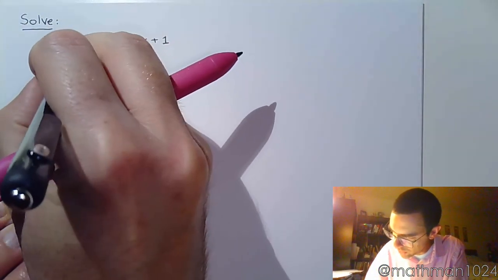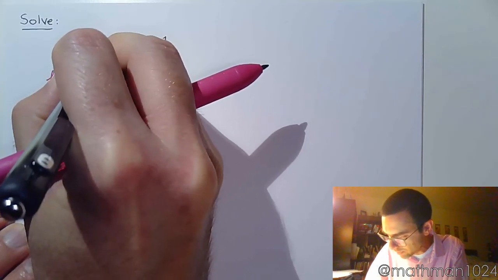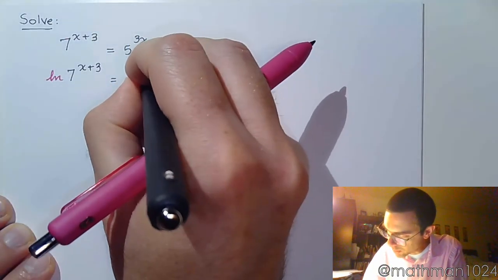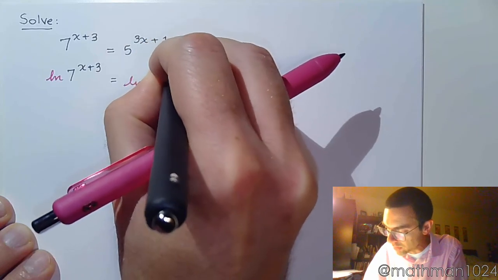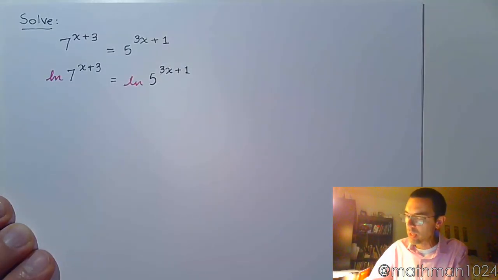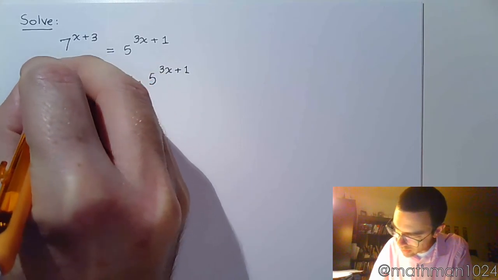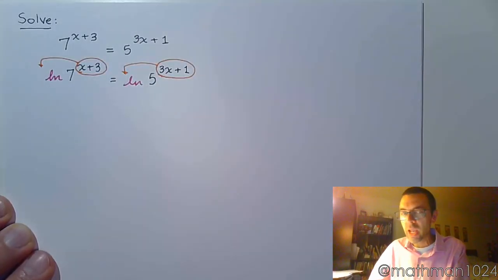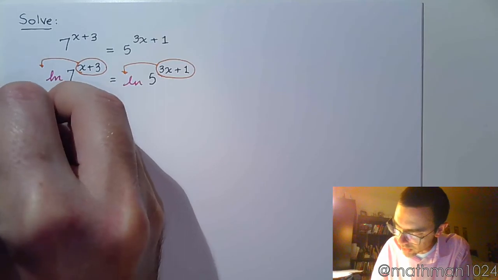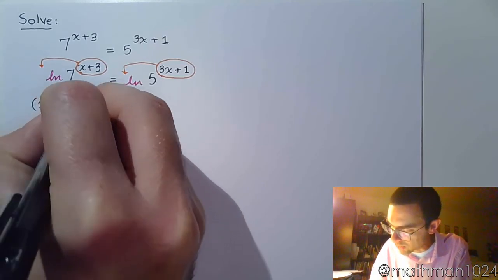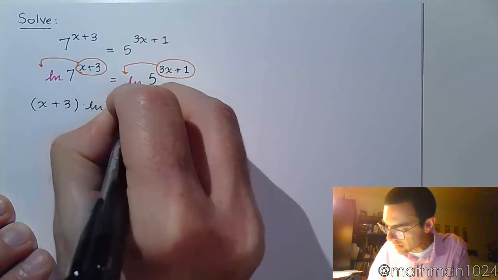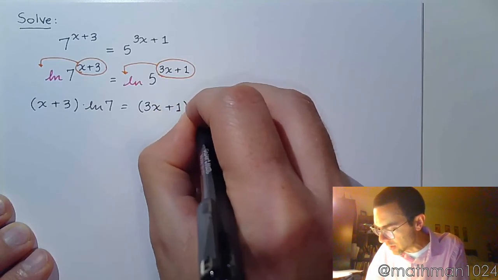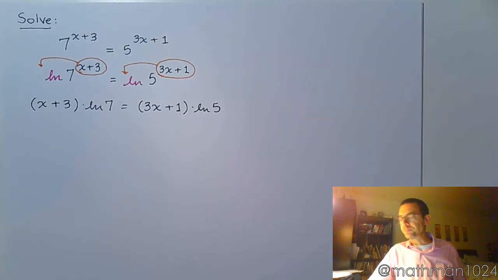And again, the reason that we do that is so that we can take these powers that contain the variable that we're solving for. We can bring those powers out in front by using the properties of logarithms. So this power will go in front, and this power as well will go in front. And just like we saw in the last problem, you want to make sure that you use parentheses. So it's going to be parentheses x plus 3 times the natural log of 7. And on the right side, 3x plus 1 will be in parentheses times the natural log of 5.